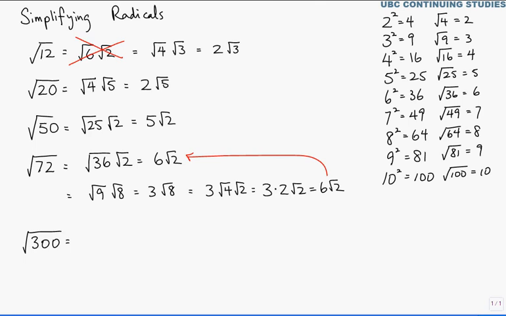Root 300 obviously has some perfect square factors, like 25, for instance. But is that the largest perfect square factor? No. If you go all the way down to the bottom of the list, you see 100 there, and that's clearly a factor of 300. So the best thing to do is to take out that root 100, and then you're left with a root 3, and then you're left with 10 root 3.